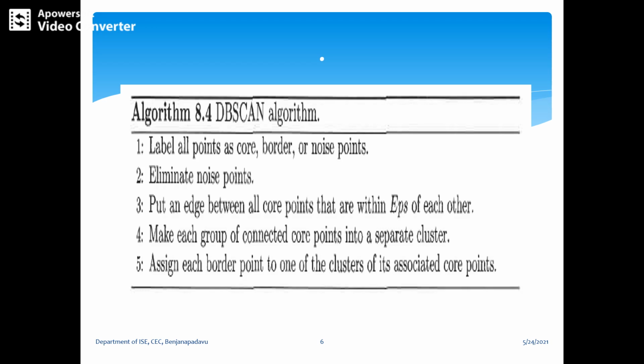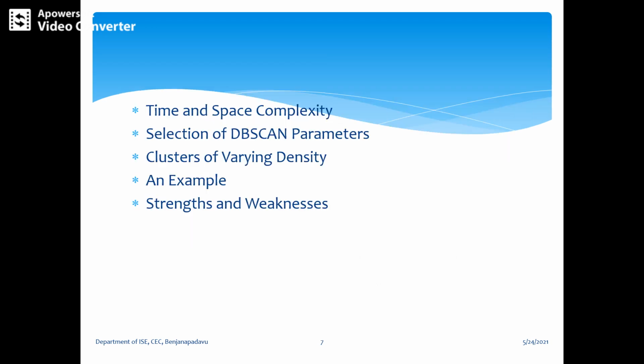In this algorithm, we should discuss certain points. First, time and space complexity. Second, selection of DBSCAN parameters, which is very important, with an example. Third, clusters of varying density, for which an example will be taken. And then strengths and weaknesses. The first point here is time and space complexity.